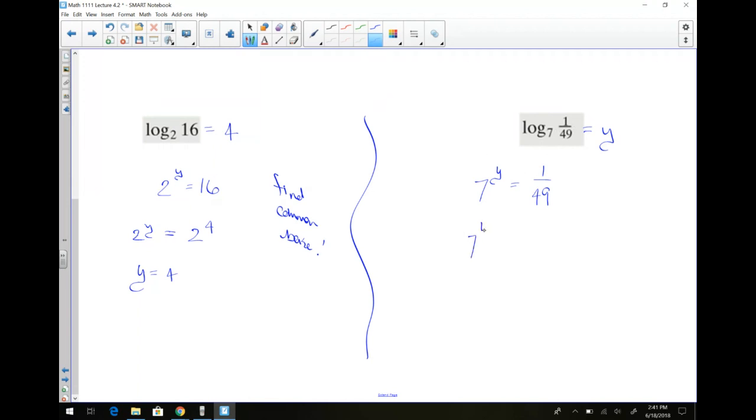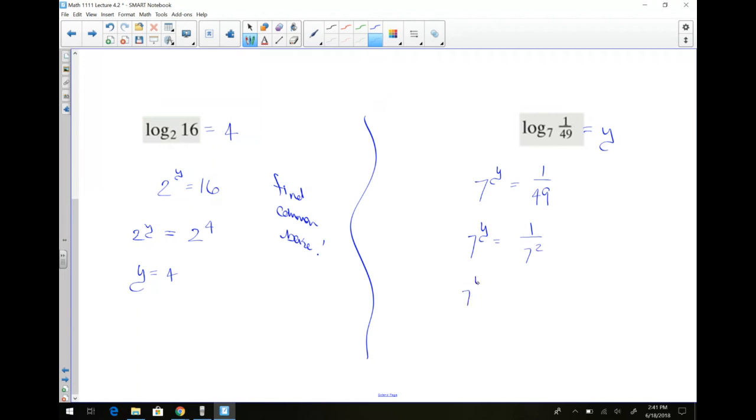So I can rewrite 7 to the y as 1 over 7 squared. And notice I didn't put it up in the exponent yet. The reason why I didn't is because I didn't want to do 2 steps at once. I really wanted to get down the common base first and then start moving things and manipulating things around.